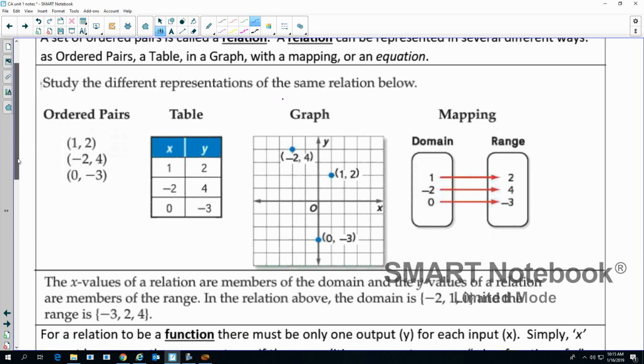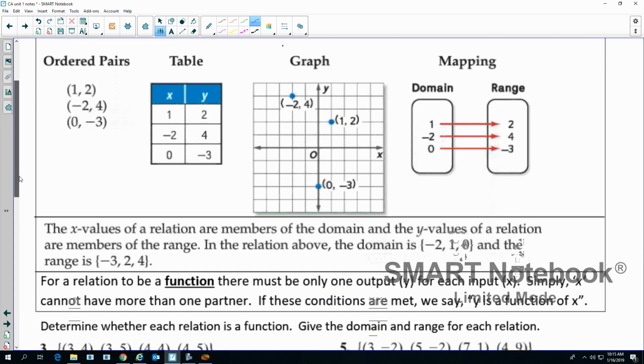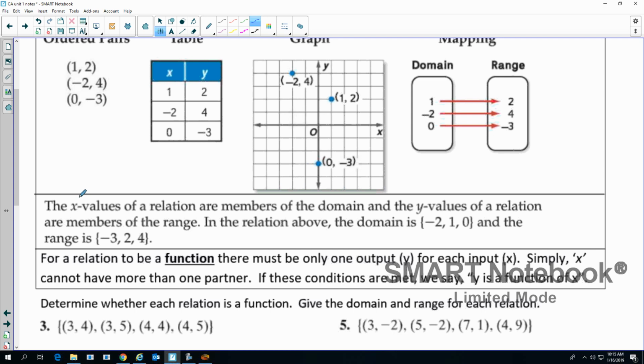Okay, so just a little bit more detail about relations. The x values of a relation are the members of the domain. So the domain is basically just the x values, and the y values in the relationship are going to be the range. So if you were asked what's the domain from up above, you would just look at all the x values, and you notice they put it in numerical order.